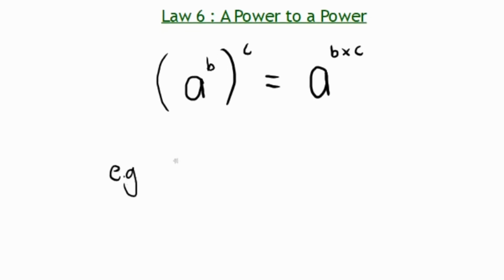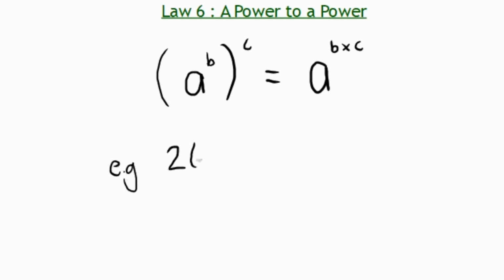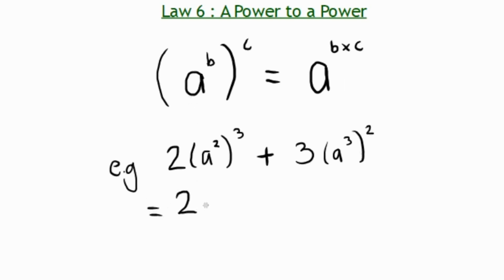In the following example, we have a coefficient of 2 and a to the power of 2 to the power of 3. And we add to this term 3, a to the power of 3 all to the power of 2. And so let us apply the sixth law of exponents. 2, and we would say a to the power of 2 multiplied by 3, which is 6. And now in this next term, we would say 3a, and we would have our power be 3 times 2, which is 6 as well.